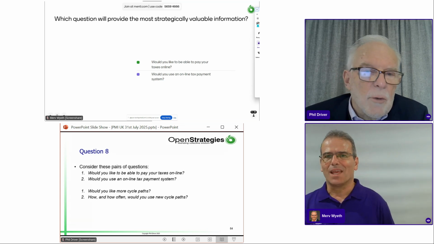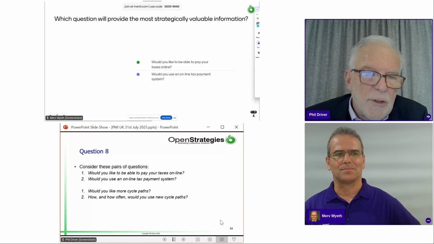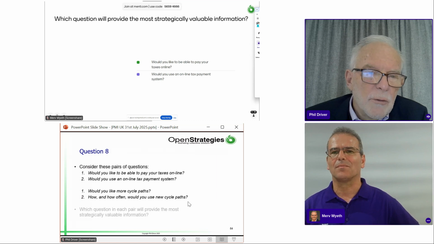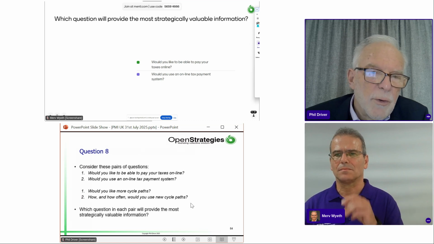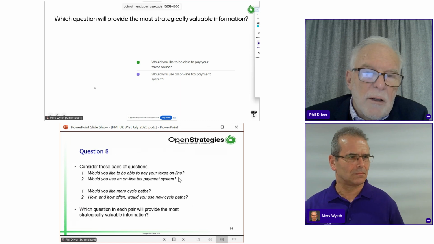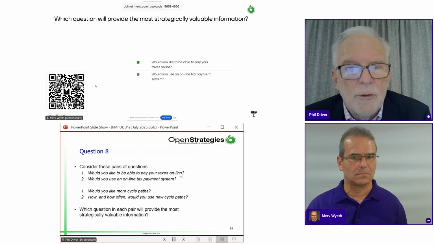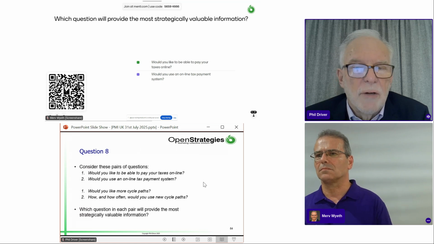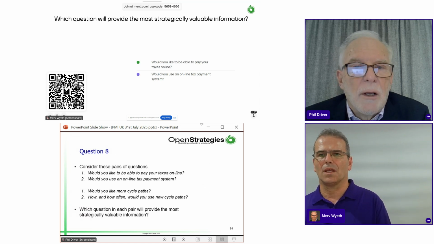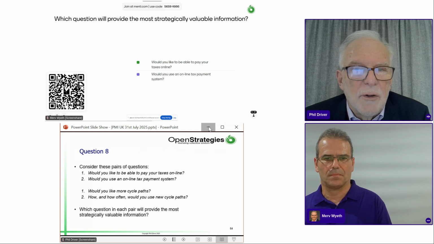Okay. So would you like more cycle paths versus the question, how and how often would you use them? So there's a very significant difference between those questions. Look at each pair of questions. Is question 1 going to generate the most useful information, or is question 2 going to generate the most useful information? So I'll move back to you to see what people's responses to that are.